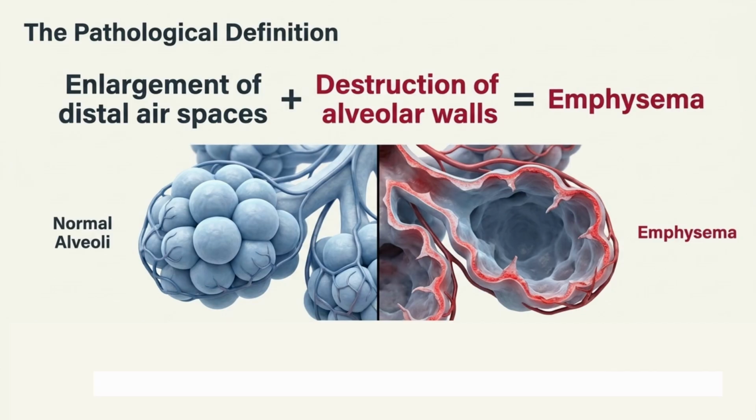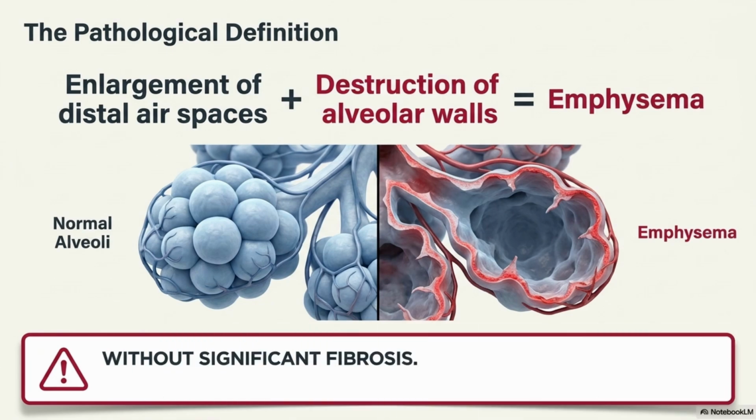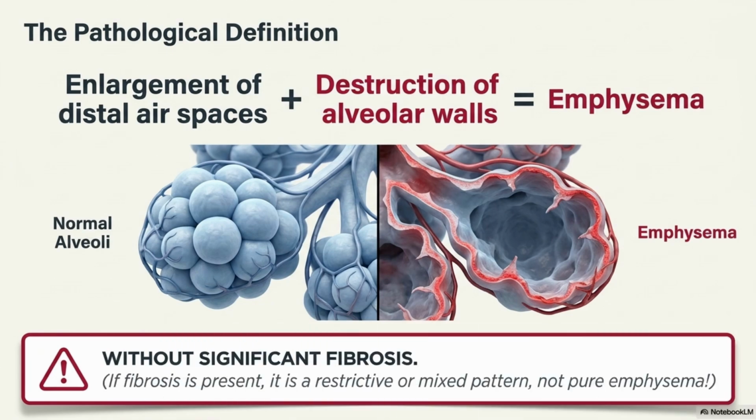But pay close attention to this absolute rule at the bottom. This happens without significant fibrosis. If fibrosis is present, you are dealing with a restrictive or mixed pattern, not pure emphysema.